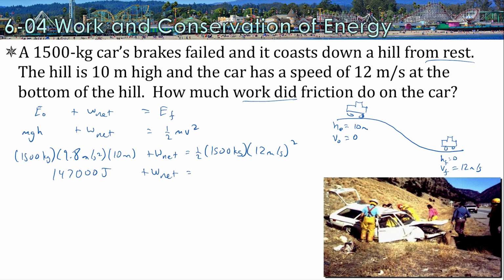The other side, I've got 108,000 joules. So subtract that, and we get negative 39,000 joules. So this work is negative, which means energy was taken out of the system. Friction always takes energy out of the system. And it did try to slow the car down some.